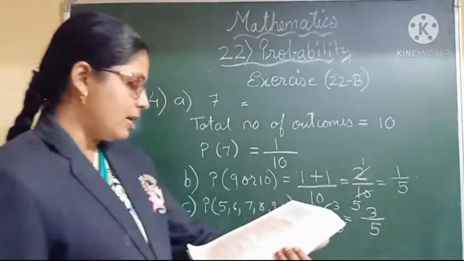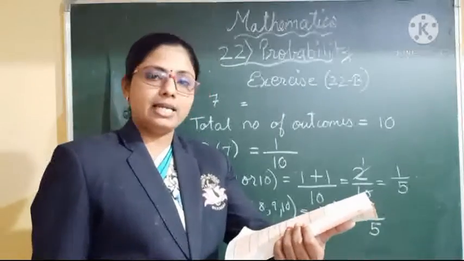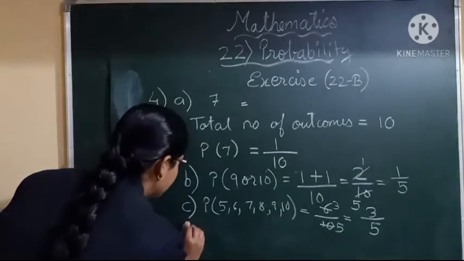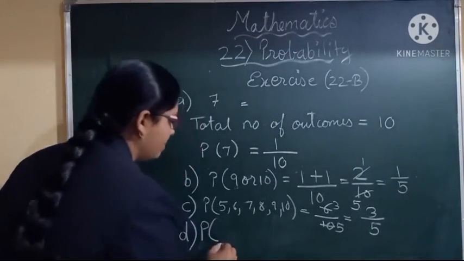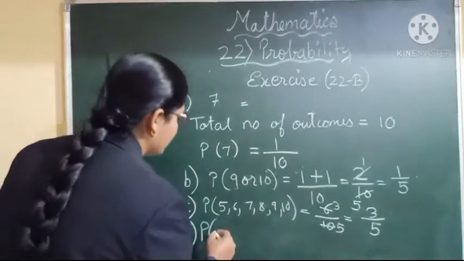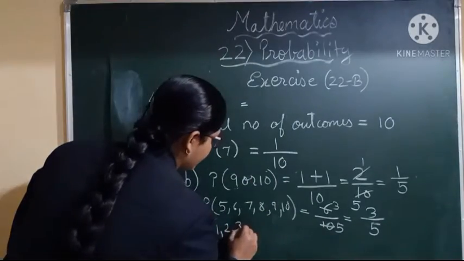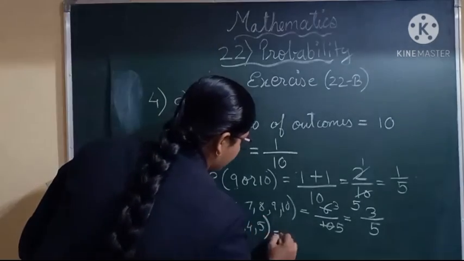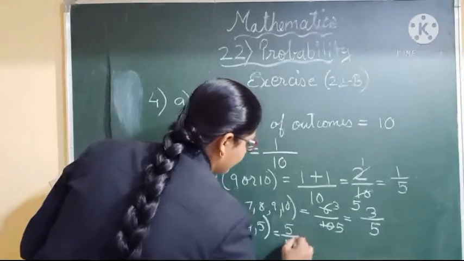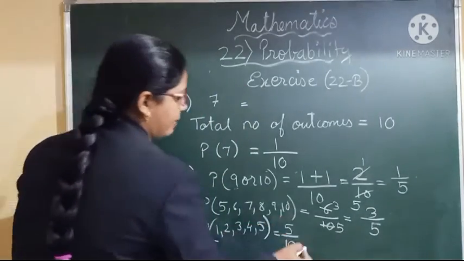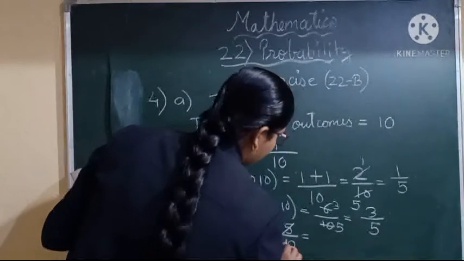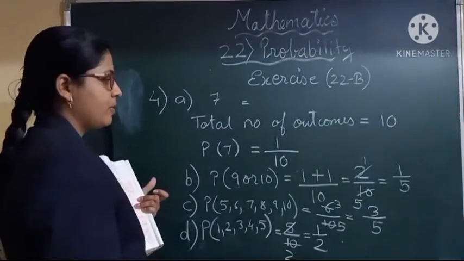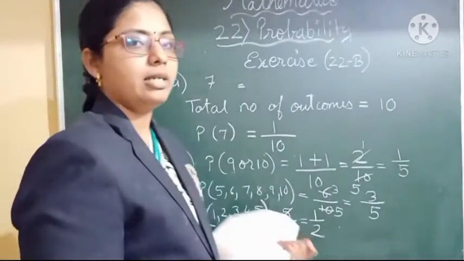Fine. So now next one is D, a number less than 6. How many numbers are there less than 6? 1, 2, 3, 4, 5. Okay, less than 6. Then it will be 5 by 10. Then 5 ones are 5, 5 twos are 10. So the answer will be 1 upon 2. So in this way we can solve all the examples.